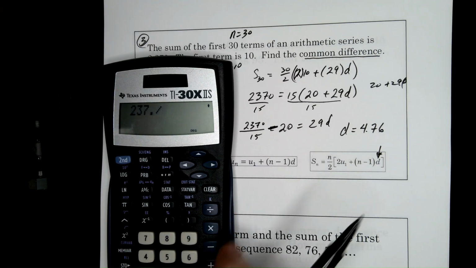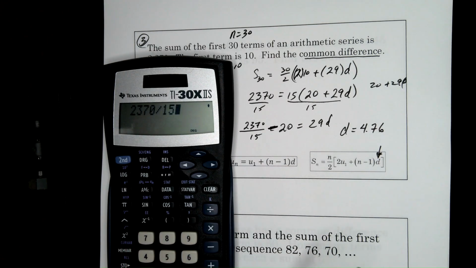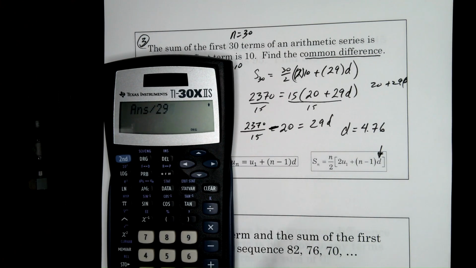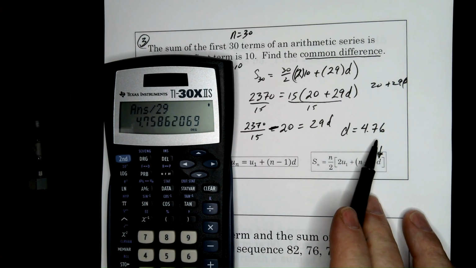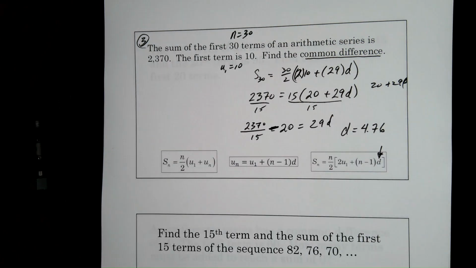2370 divided by 15 equals, minus 20 equals, divided by 29 equals 4.76, rounding to three significant figures, so the first three non-zero numbers. All right.